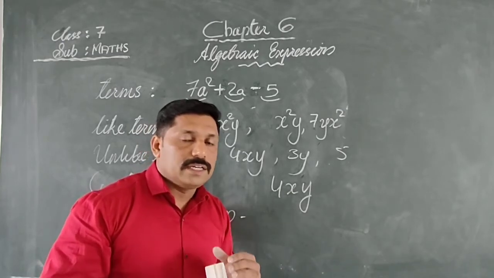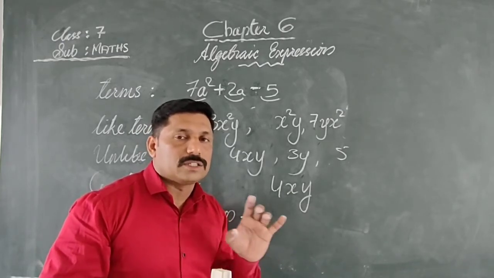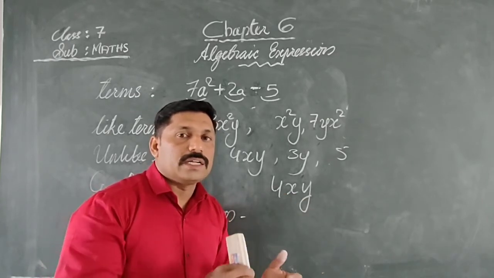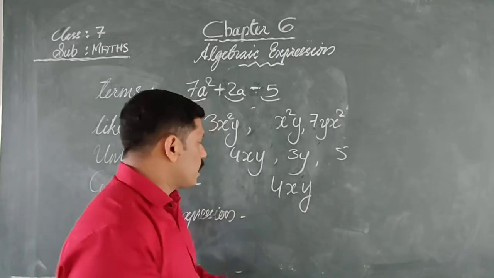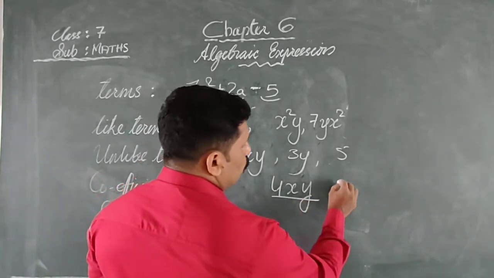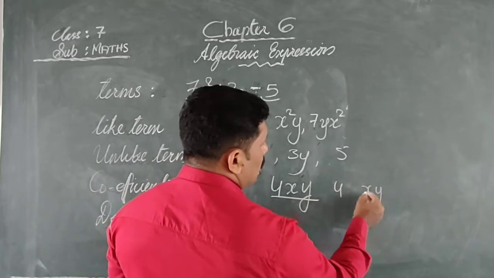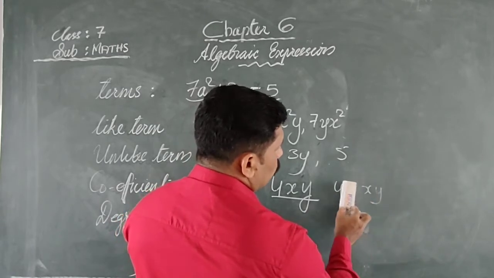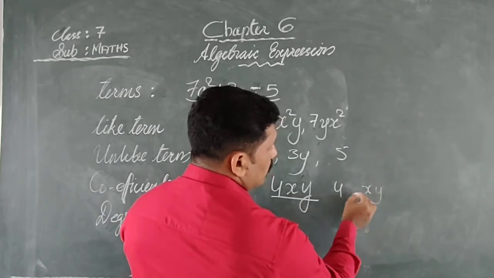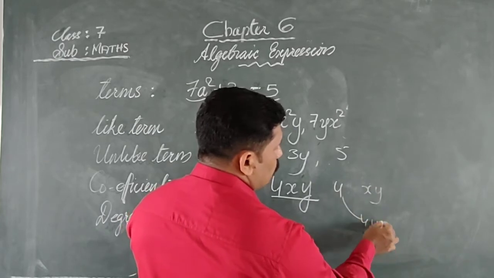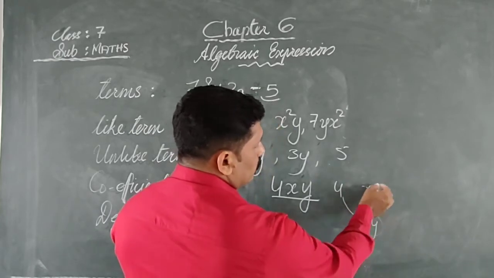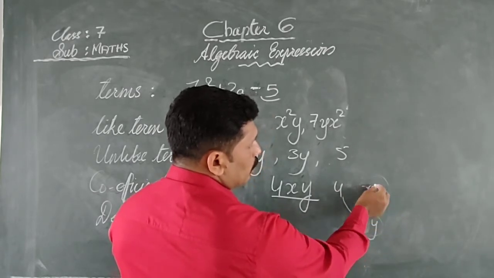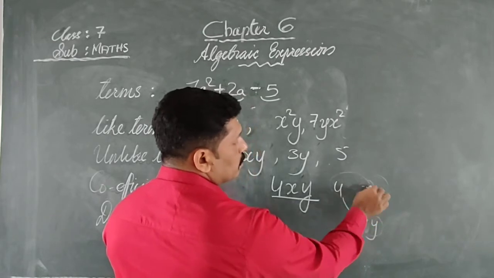So in a term, the quantity that is multiplied with another quantity is a coefficient of the other quantity. For example, in 4xy, this 4 is the coefficient of xy. If we consider the coefficient of x, after leaving out x, we take only 4 and y. 4y is the coefficient of x, and 4 is the coefficient of xy. And if we take the coefficient of y, then 4x is the coefficient of y.